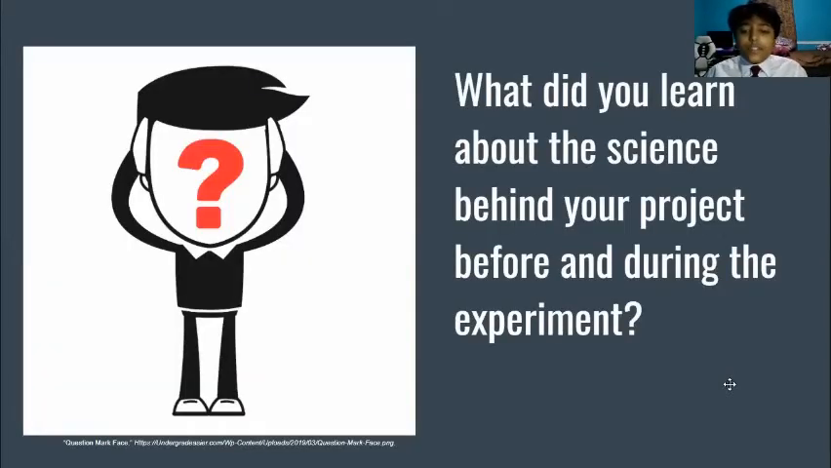What did you learn about the science behind your project before and during the experiment? I learned that right-handed people usually use the left hemisphere when they are processing language. I learned that there is some correlation between the side we use in our brain and the side we use in our body. Neurons are how the cells communicate. During the experiment, I learned that more people are right-sided than left-sided, as well as how the brain works. I also learned many things about how the brain and the body work together.